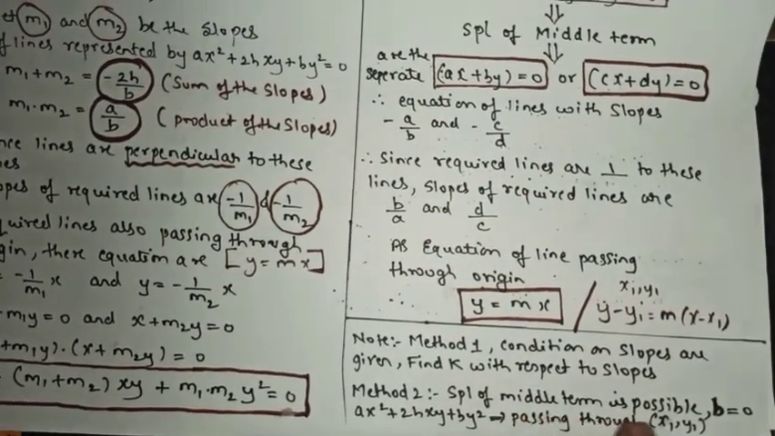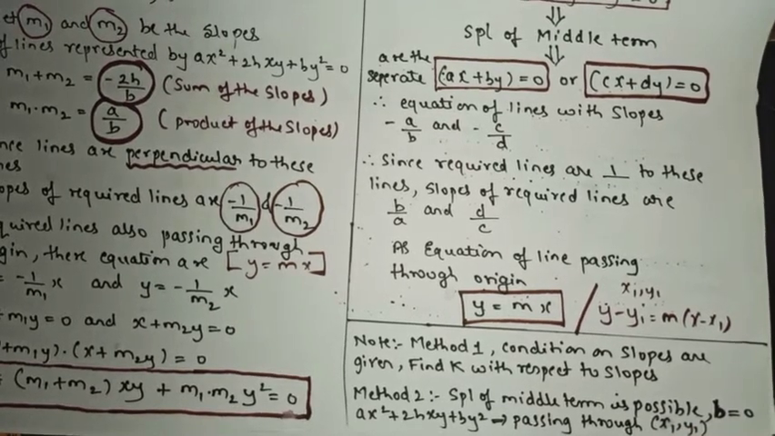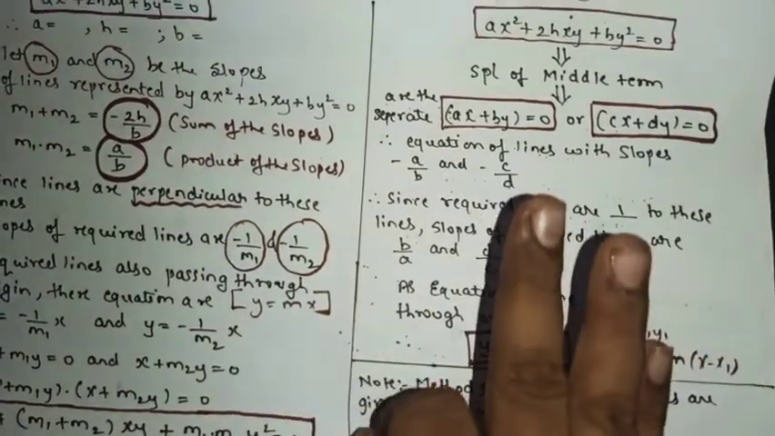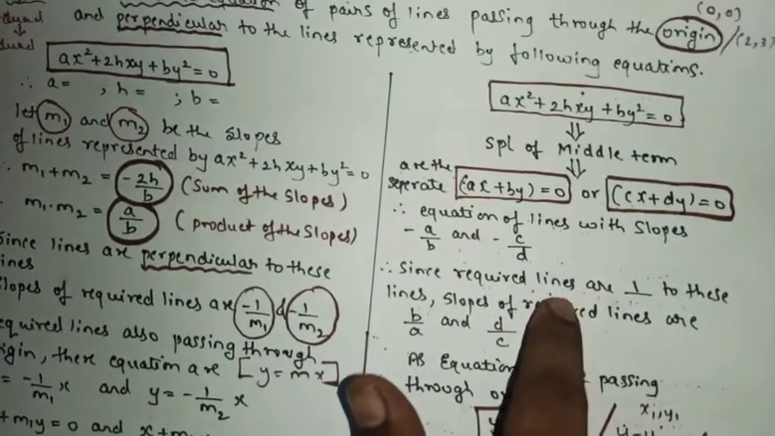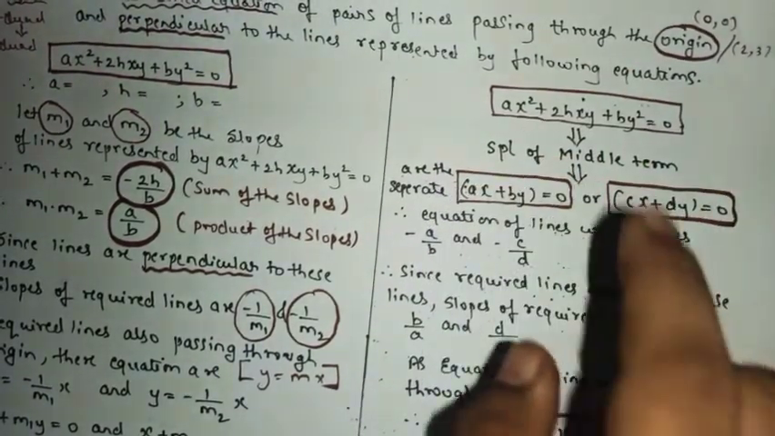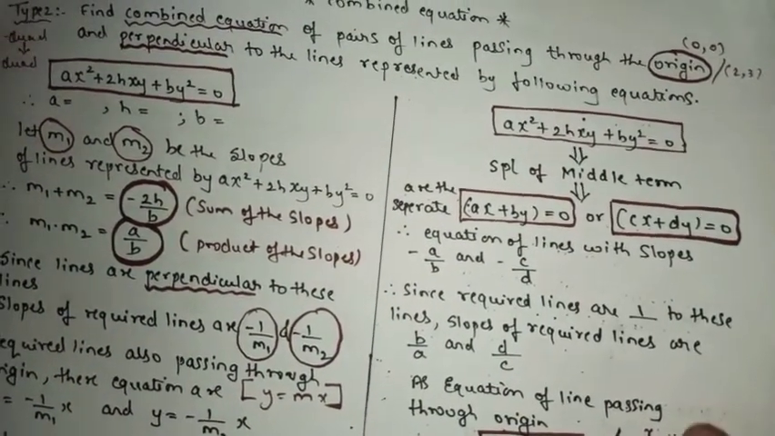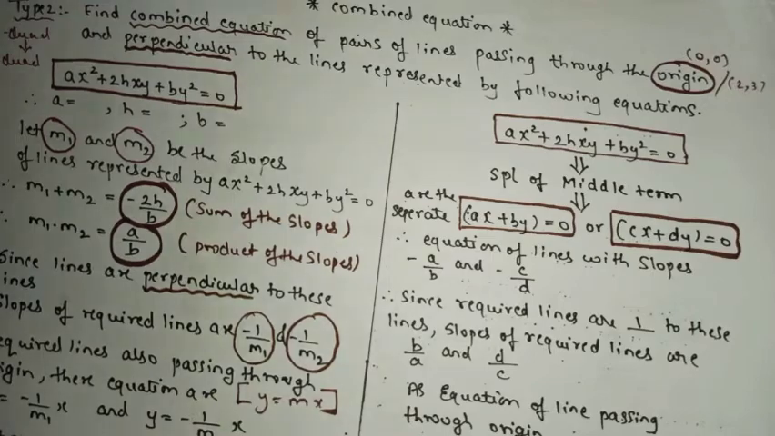And whenever the line is passing through x1 comma y1. Okay. So there are 3 points which you have to remember for the method number 2: splitting of middle term, if value of b is equal to 0, and when it is passing through some points. But in both the cases, you are getting the same answer. Yes or no? You are getting the same answer.